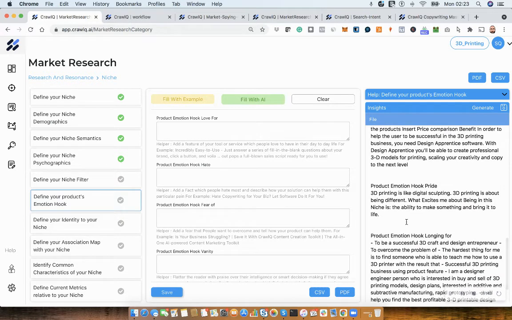The product emotional hook, pride. 3D printing is like digital sculpting. 3D printing is about being different. So see the pride. What excites me about being in this niche is the ability to make something and bring it to life. So this is pride.